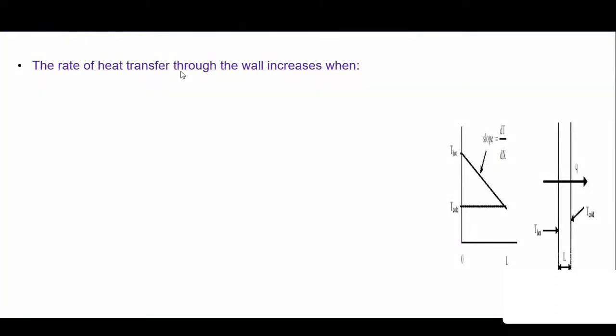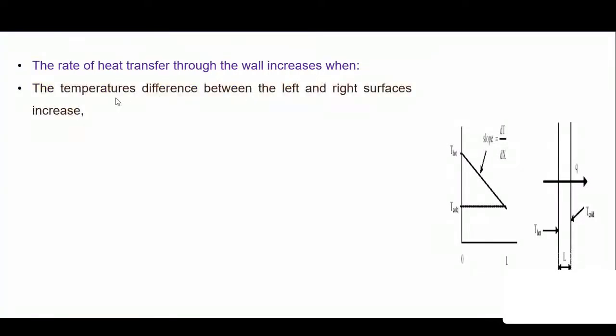Now the heat transfer rate is going to increase. This is very logical, so let us try to find out what the logic is. When the temperature difference between the left and right side increases, the heat transfer rate is going to increase. Obvious, because with a higher temperature difference there is more potential for the heat to flow. Second, if the wall surface area increases, there is more area, more scope for the heat to transfer, and that's why the rate of heat transfer is going to be more.